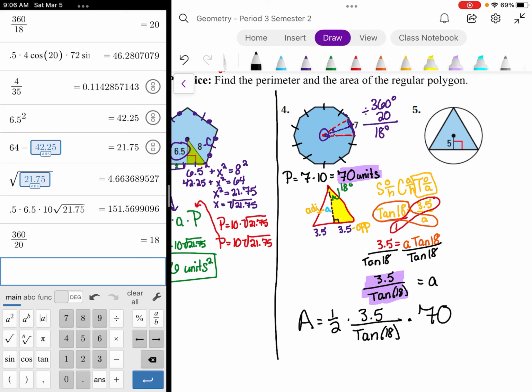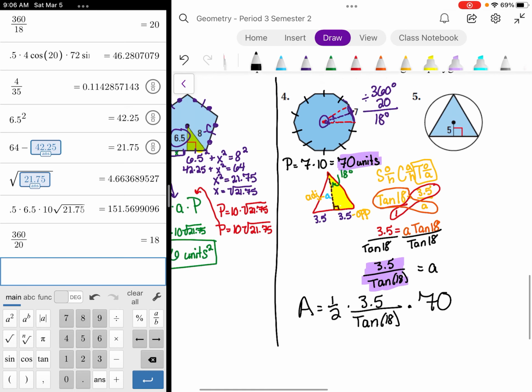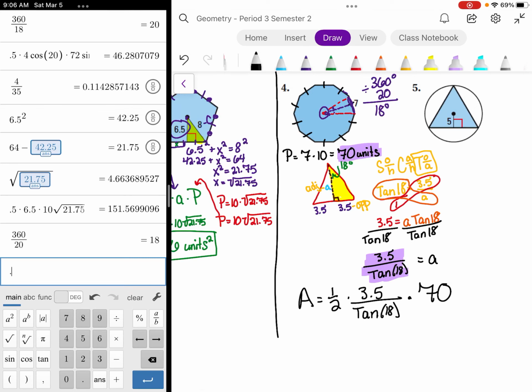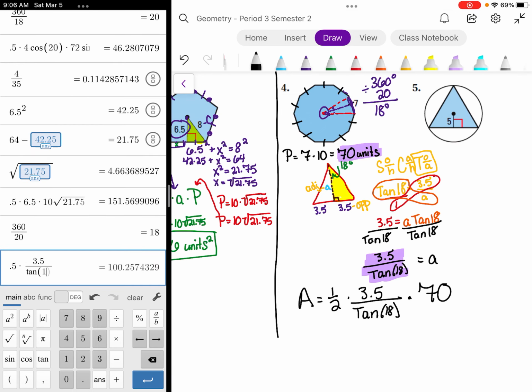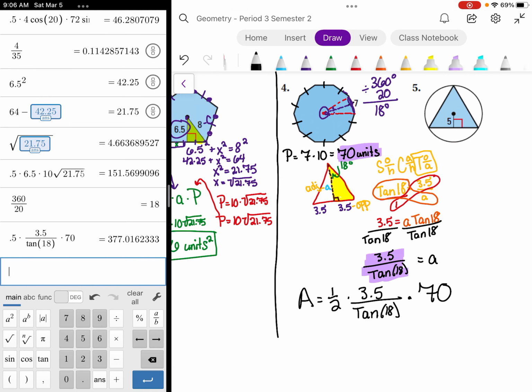And we can just go ahead and type this into our calculator. So we'll have 0.5 times 3.5 divided by the tangent of 18 times 70. And that is our area of this decagon. And that will be 377.0 units squared. And that is our final area.